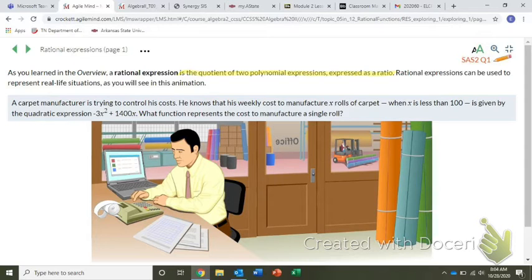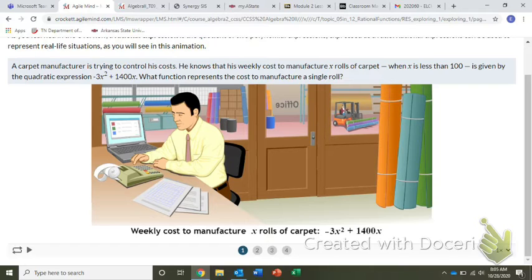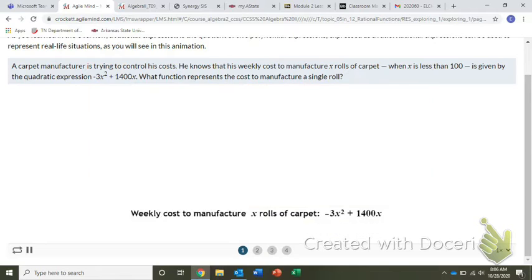Now it says rational expressions can be used to represent real life situations, as you will see in this animation. So I'm going to play this animation. It says, a carpet manufacturer is trying to control his cost. He knows that his weekly cost to manufacture x rolls of carpet, when x is less than 100, is given by the quadratic expression of negative 3x squared plus 1400x. Okay, so we're given that function. So I'm going to hit play.